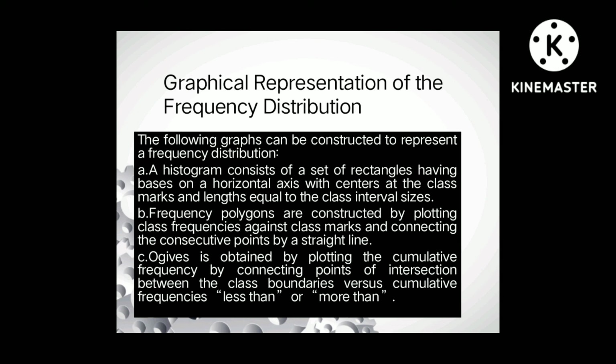Graphical representation of the frequency distribution. The following graphs can be constructed to represent a frequency distribution. A histogram consists of a set of rectangles having bases on a horizontal axis with centers at the class marks and lengths equal to the class interval sizes. Frequency polygons are constructed by plotting class frequencies against class marks and connecting the consecutive points by a straight line. Ogives are obtained by plotting the cumulative frequencies against the class boundaries and connecting the points, for frequencies less than or more than.